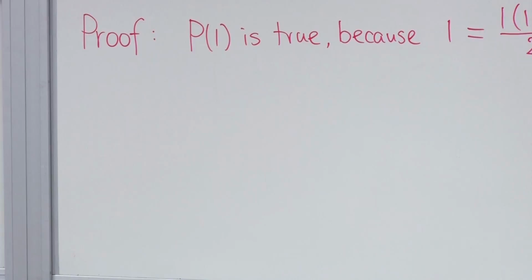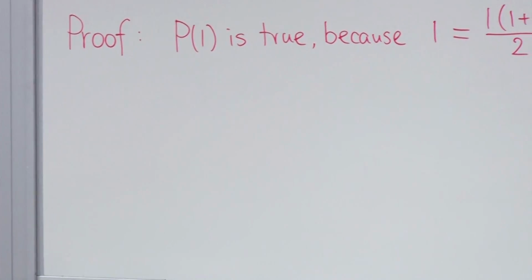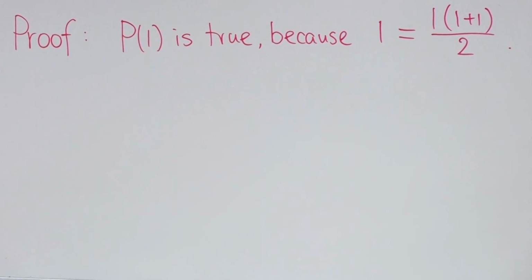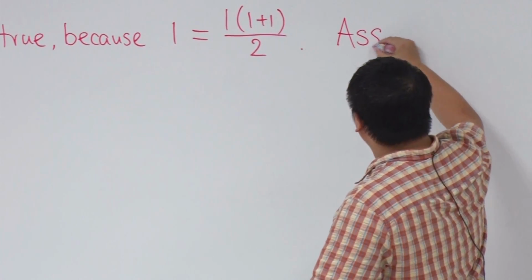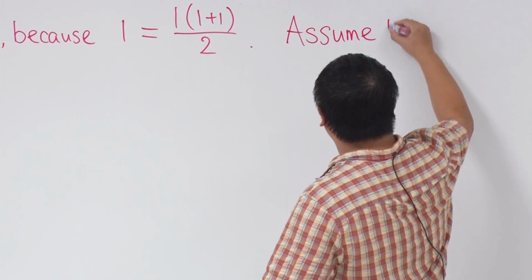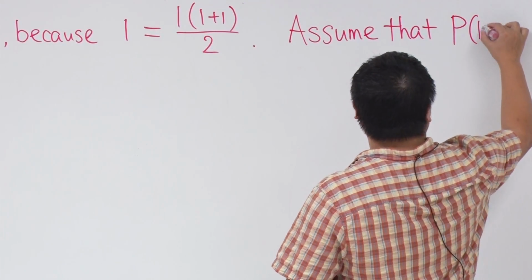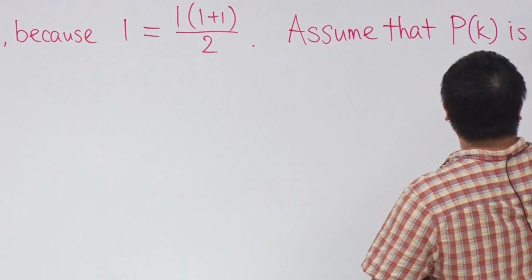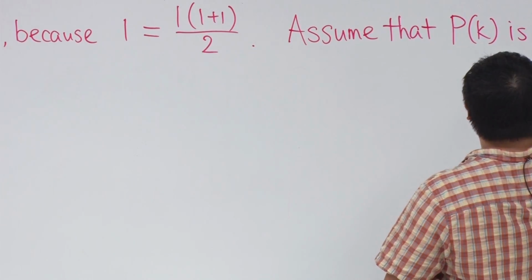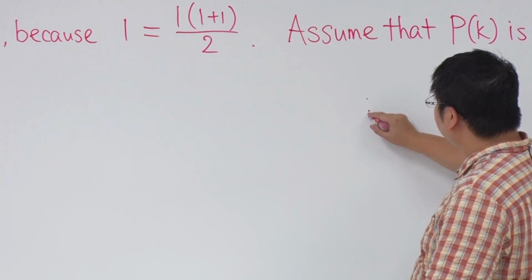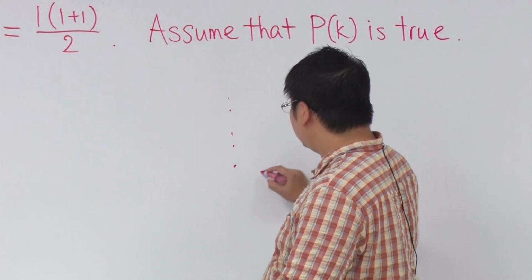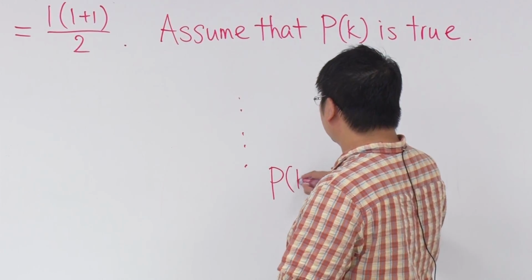And then we want to show that the inductive case is also true. So how do we show the inductive case is also true? We can first assume that Pk is true. And then hopefully, after some arguments, we can get that Pk plus 1 is also true.